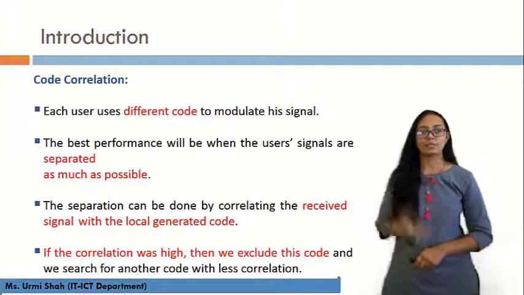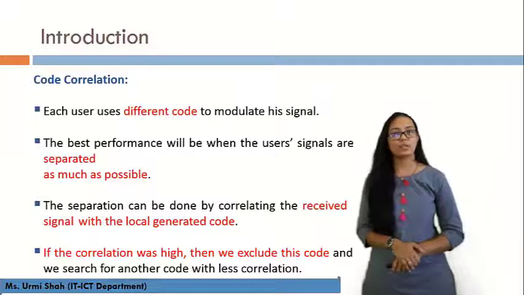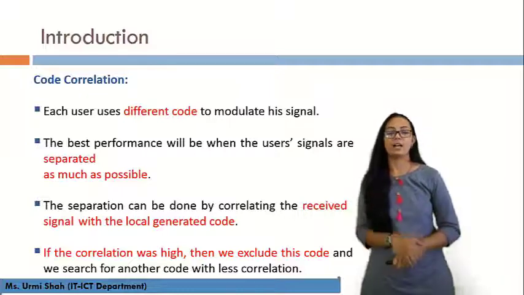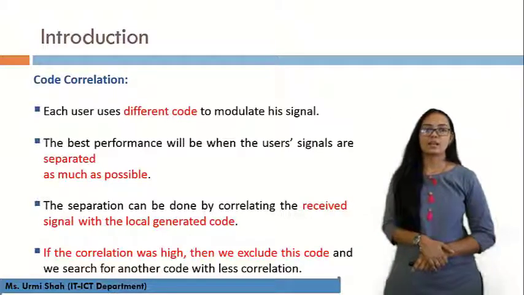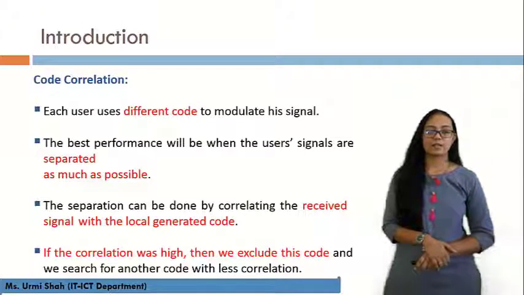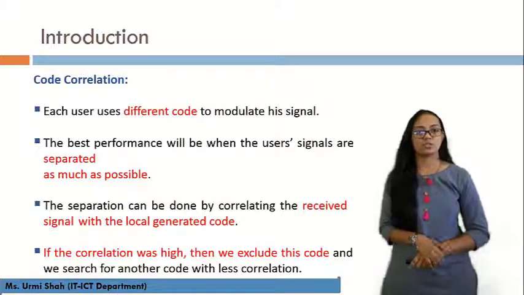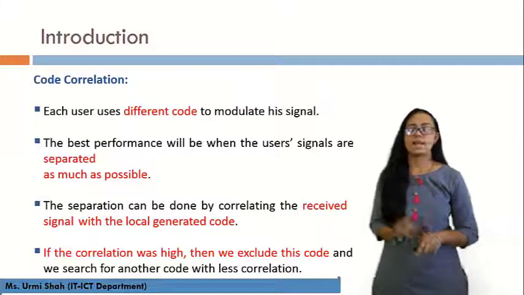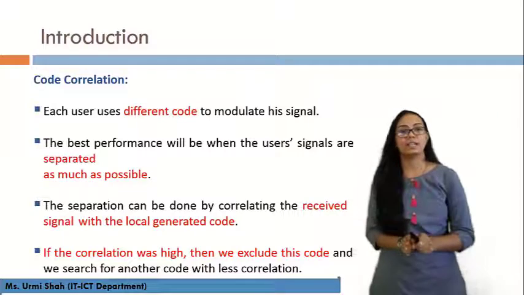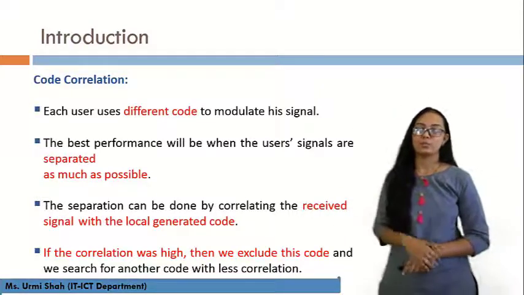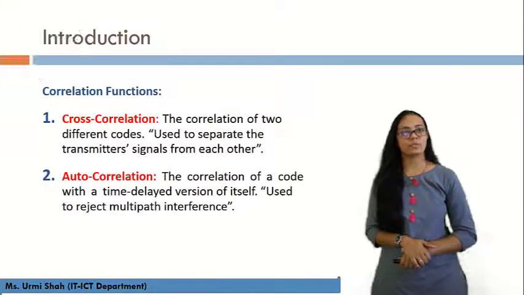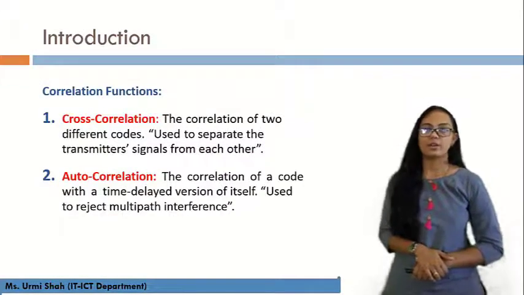So the following are the properties which we need to take care of whenever we are using coded spectrum communication, and these properties have to be satisfied, then and only then will we be able to achieve a successful transmission of signal.